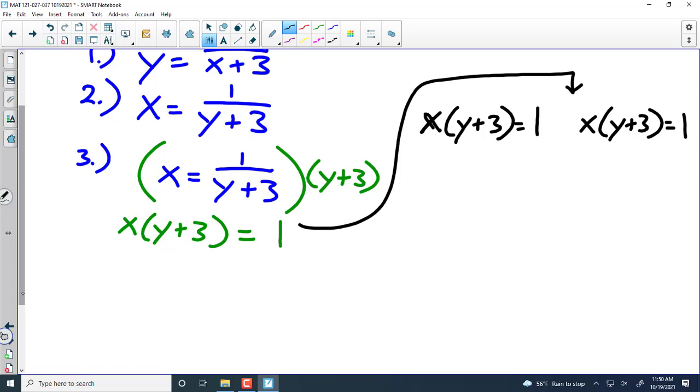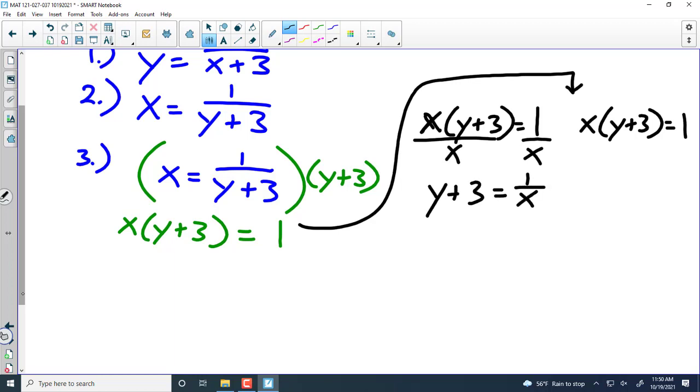No, we want to get y by itself. Maybe I just misheard you. I apologize if I did. How do we get y by itself? What should we move over to the other side? What do we want over there? Oh, divide by x. Maybe that's what you said. I'm sorry if I didn't hear you right. Yeah, we'll divide both sides by x, and we'll get y plus 3 equals 1 over x.